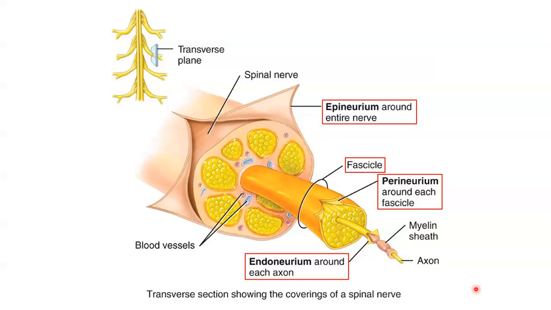So from innermost to outermost, almost deep to superficial, we have the endoneurium, which surrounds each individual axon. We have the perineurium, which surrounds our fascicles, and our epineurium, which surrounds the entire nerve. So just to help with you remembering these terms, endo means within. So it's inside of that spinal nerve wrapped around the single axon. Peri means around. So the perineurium wraps around the fascicle. And then our epineurium, so epi means on top of, so it's sitting on top of the entire nerve.